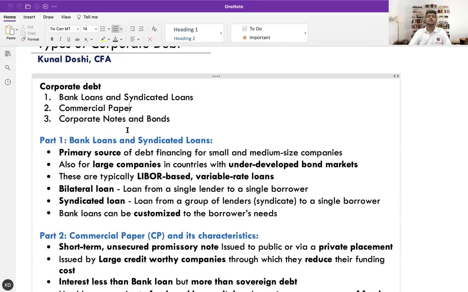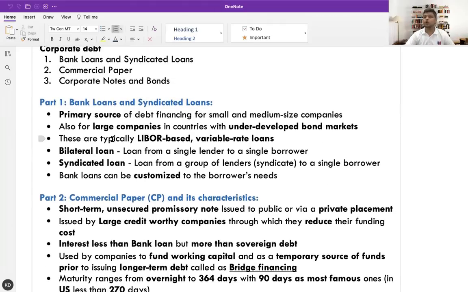Well, the first resource is to go to the bank and get a loan, right? That's the primary resource, I should say: bank loan or syndicated loans. What is a bank loan? You go to the bank, give your documents and some collateral, and you may get a loan. A bank loan is a primary source of debt financing for most companies, including small and medium-sized companies. Even large companies in countries where the bond market is not that well developed go to banks as a primary source of funding.